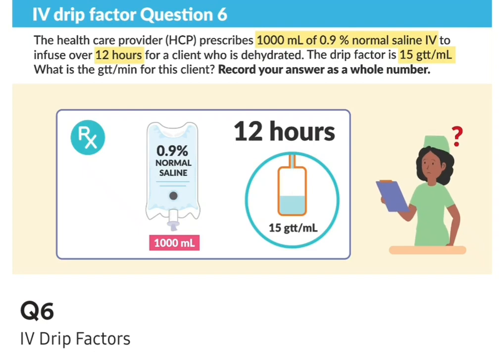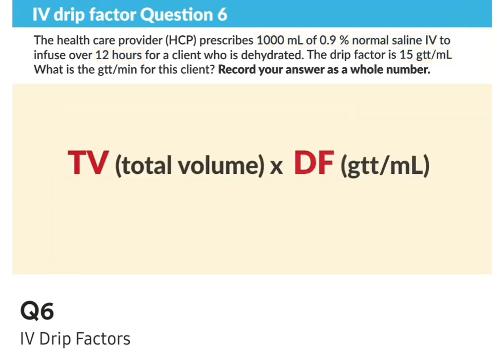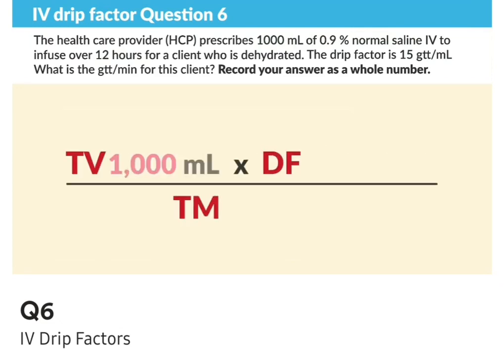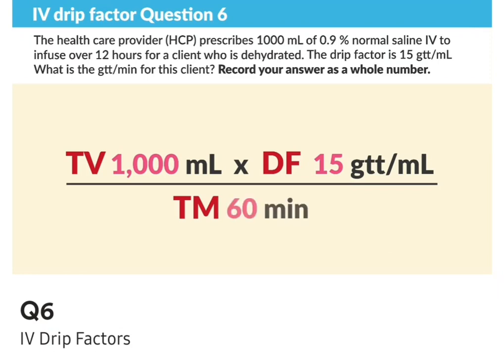So once again, we're setting up our formula. TV makes you DEF over time. So for total volume, it's 1,000 mLs. Drip factor is 15 and 60 minutes times 12, since there are 12 hours here. So please don't forget that step.